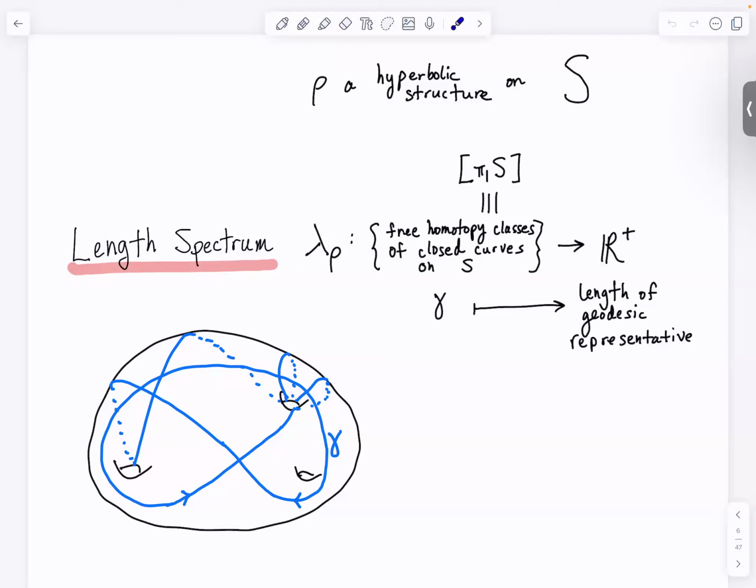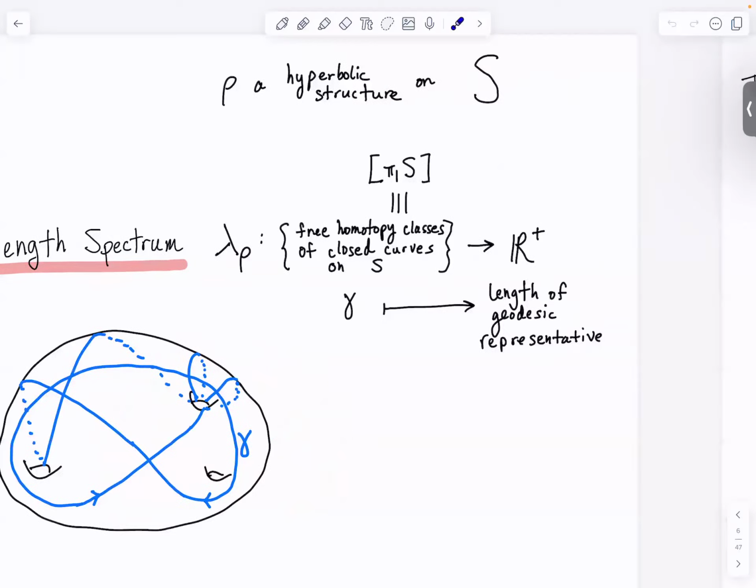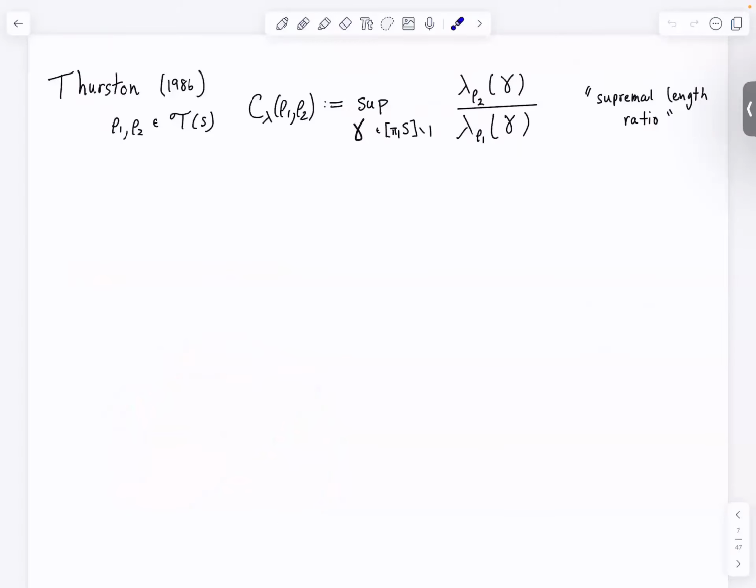Okay, so all right, that brings us to Thurston's asymmetric metric. So if I have two different hyperbolic structures, what's a natural way to compare how different they are? How do I compare them? Well, what I can do is take a free homotopy class of curves, gamma. I can measure its length in one hyperbolic structure. I can measure its length in the other hyperbolic structure, and I can compare how different they are, right?